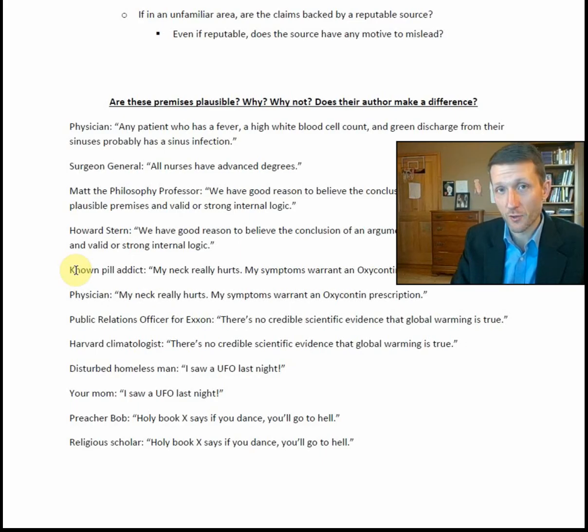I guess we can't get inside of the patient's head and figure out whether or not their neck actually hurts. But they're a known pill addict, and they don't have any other symptoms that would indicate that they actually have neck pain. There's no injury, there's no swelling. They're a known pill addict, so you might have a reason to question this particular claim. Now, if a physician says my neck really hurts, my symptoms warrant an OxyContin prescription, and they're not known to be a pill addict, I have reason to believe them over the pill addict.